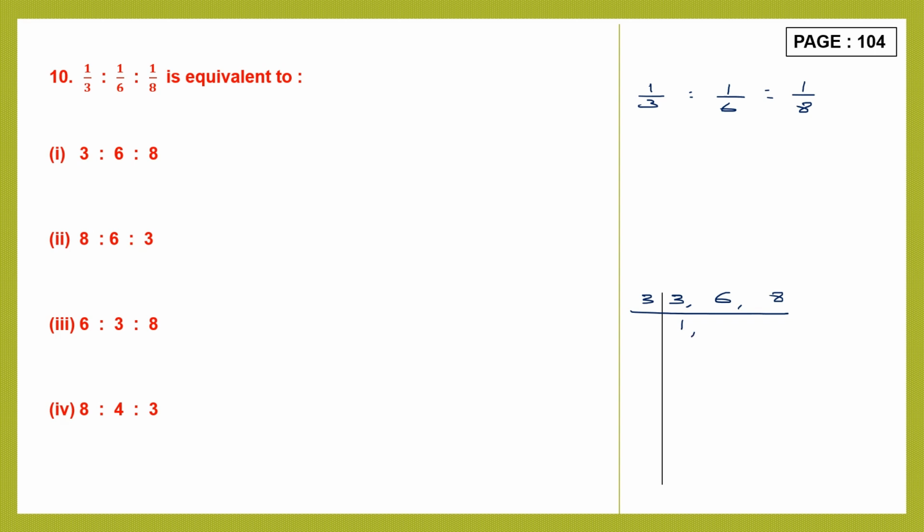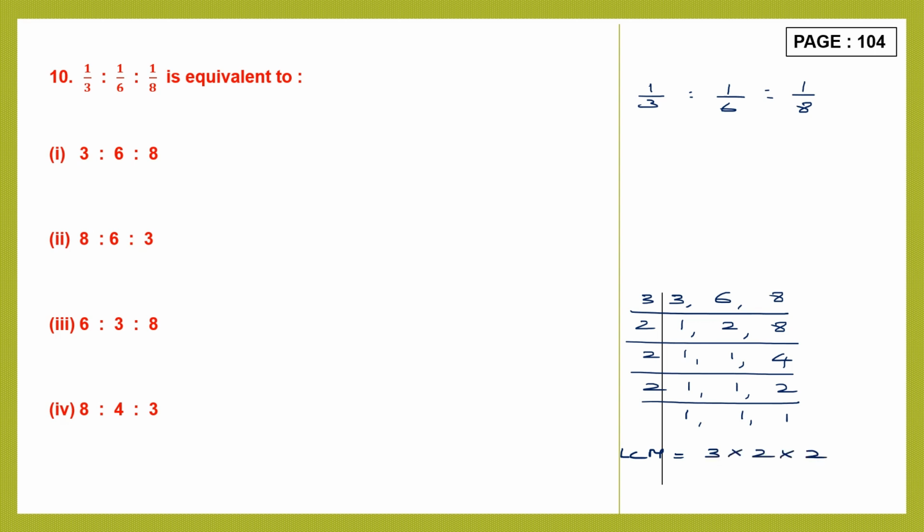Let's find the LCM. Let's begin with 3. 3 ones are 3, 3 twos are 6. Then we bring down 8 as it is. Now I'll use 2: 1, 1 and 2 fours are 8. Again I'm going to use 2: 1, 1, 2 twos are 4. Again I'm going to use 2. So 1, 1 and 1. So what is my LCM? LCM is 3 into 2 into 2 into 2. Now let's multiply. 3 twos are 6, 6 twos are 12, 12 twos are 24. So the LCM is 24.